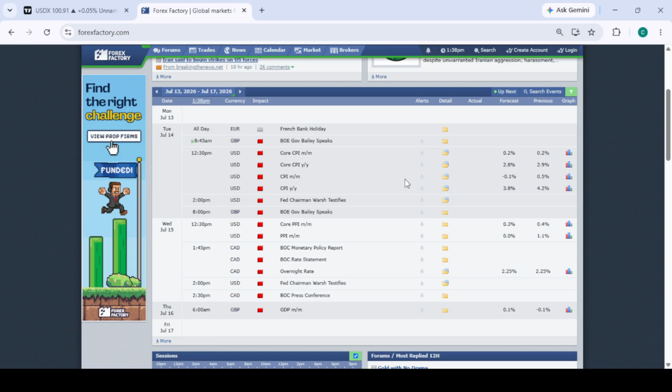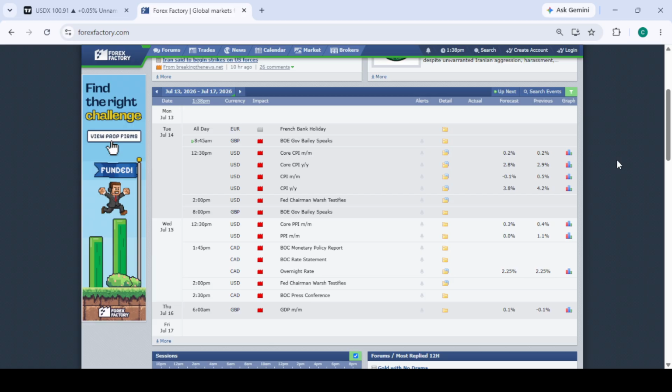On Wednesday, we're going to have core PPI for USD, and then we're also going to have the Bank of Canada monetary policy report and rate statements and overnight rate as well. And then we're going to have Fed Chair Walsh testifying also later in the day. And we're also going to have the Bank of Canada's press conference on Wednesday. On Thursday, we're going to have the GBP's GDP, and on Friday, there's no high impact news. So let's take note of these high impact news, and if you're taking any position in relation to any of these currencies, you take caution with them.